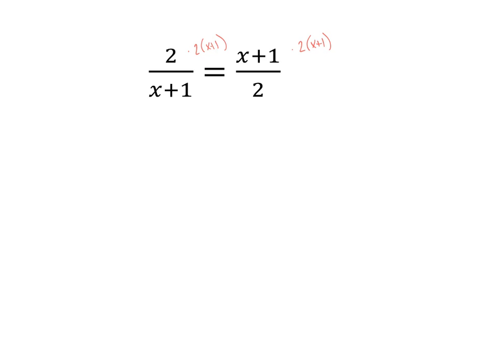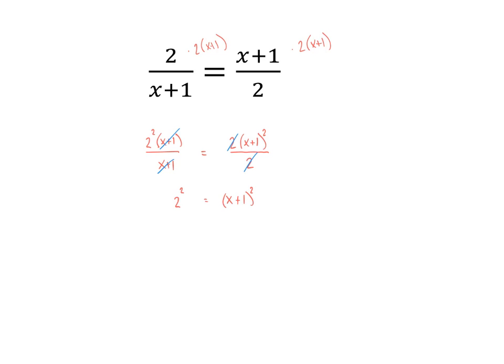Now, we're going to rewrite it. So we have 2 times 2 times x plus 1 over x plus 1. And we have 2 times x plus 1 times x plus 1, or x plus 1 squared, over 2. Now let's cancel some stuff. This divided by this is 1. This divided by this is 1. So now we are just left with 2 squared equals x plus 1 squared.